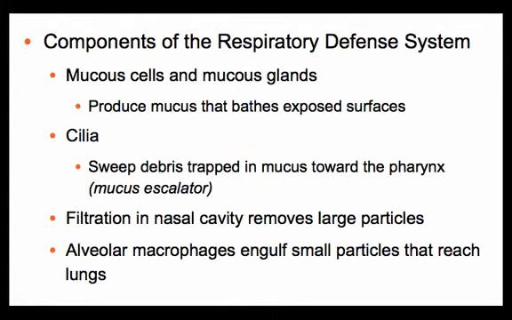The respiratory passageways are one way that pathogens can enter the body. So the respiratory system must present a good defense system against invading microorganisms. The mucus cells and glands produce a mucus that bathes the exposed surfaces and washes away foreign cells and particles. The cilia sweep debris trapped in the mucus toward the pharynx in a motion called the mucus escalator. The nasal cavities help to filter large particles, and macrophages around the alveoli engulf small particles that reach the lungs.